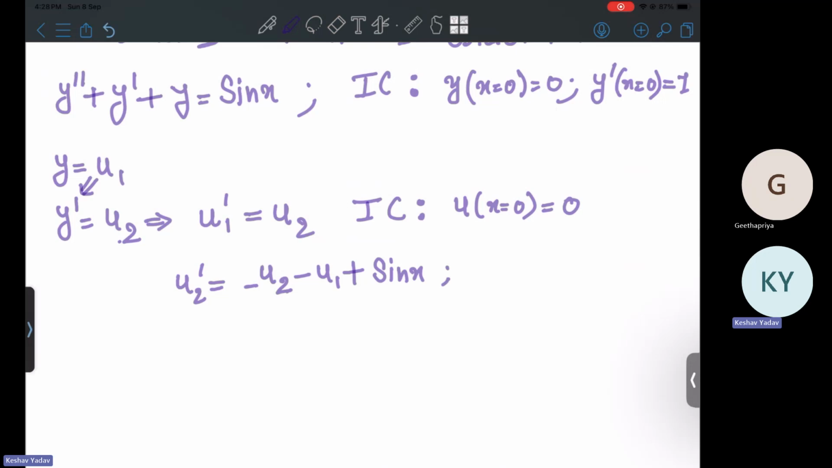And what will be the initial condition here? Initial condition will be what? u2 at x equal to 0 is 1. Okay. So we have two equations now, two initial value problems. So this can be solved using fourth order Runge-Kutta method.